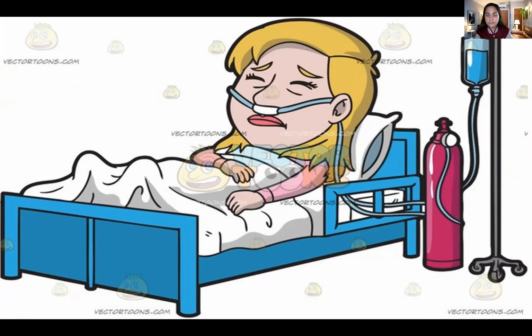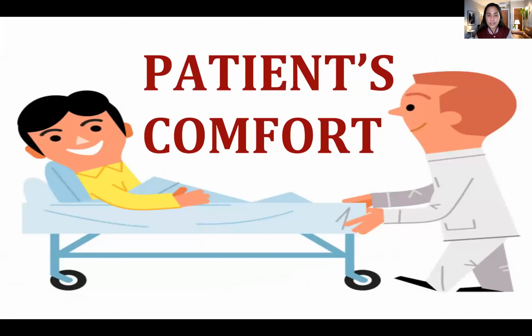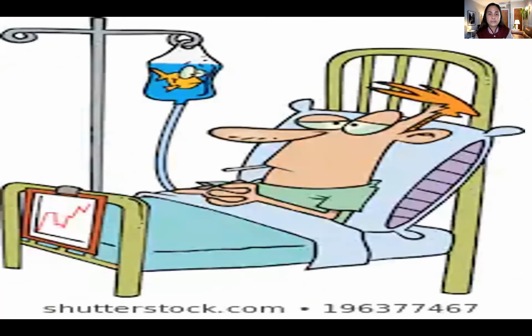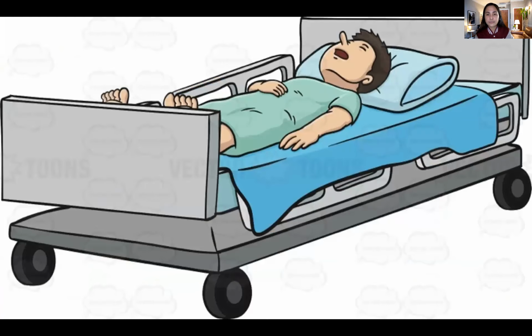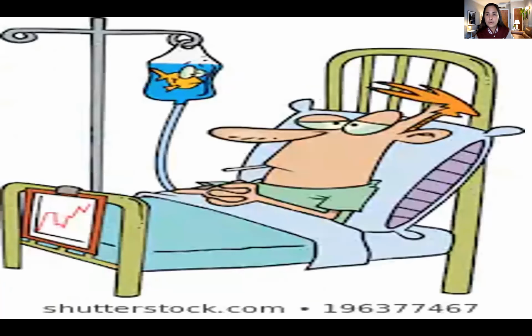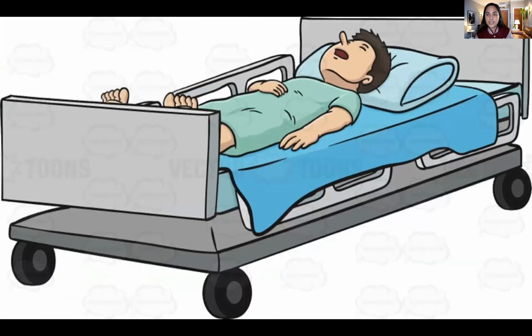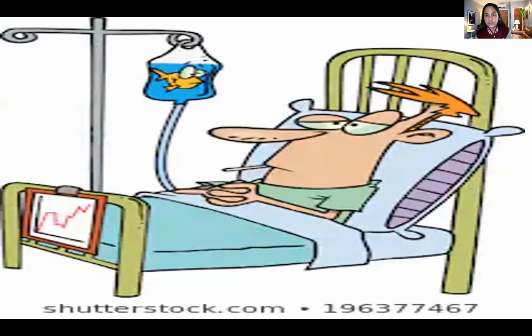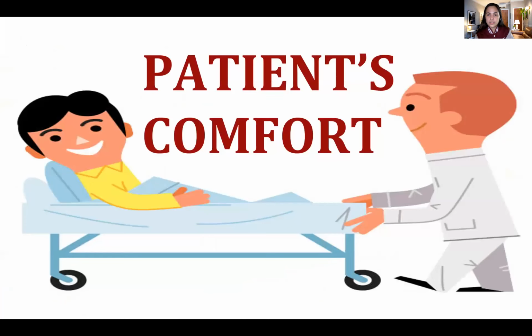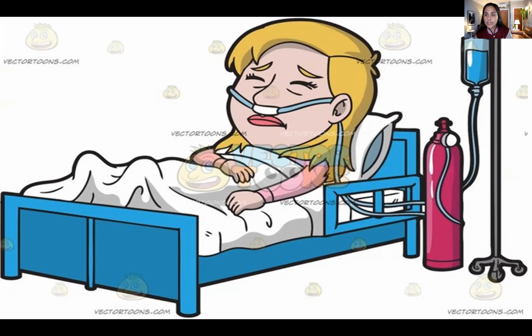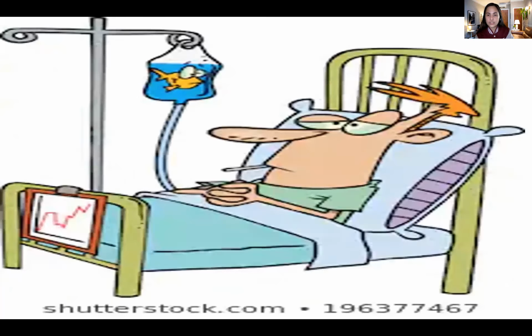So most of them have facial grimace. Most of them are not comfortable. Most of them are in pain. So how will we make these faces change in our nursing intervention? We will make them comfortable, and we will learn how to make patients comfortable in this lesson. So let's go.